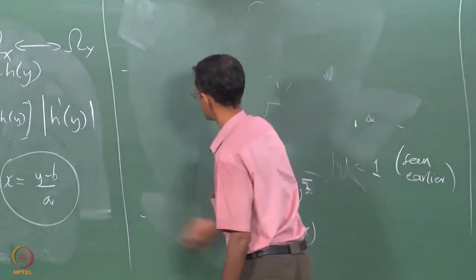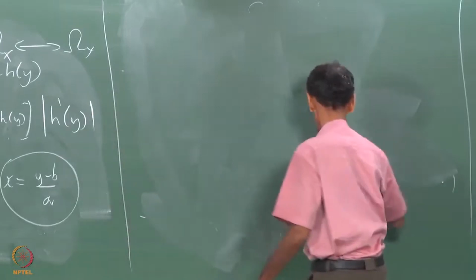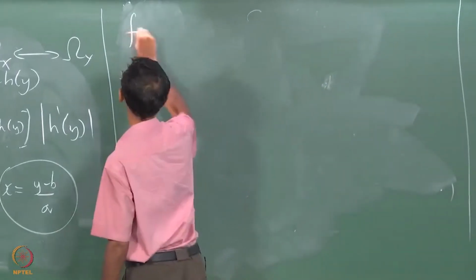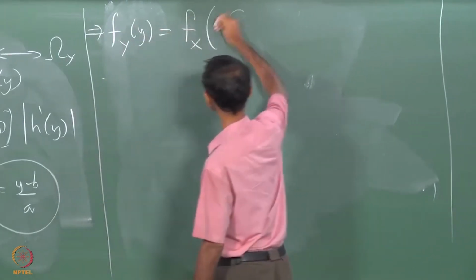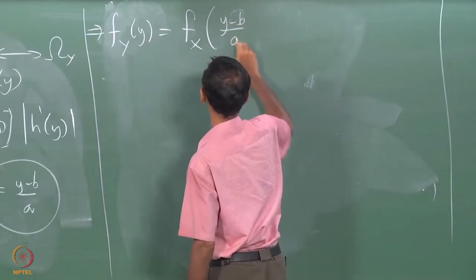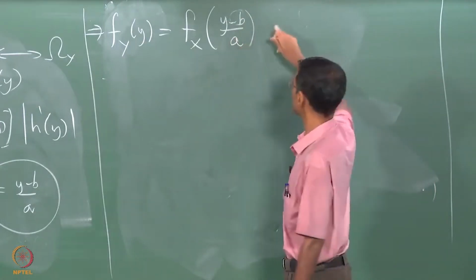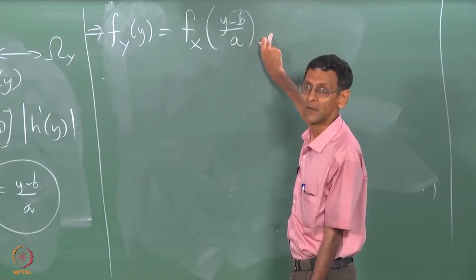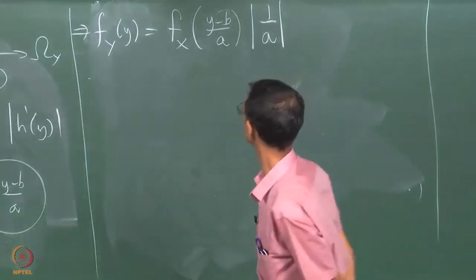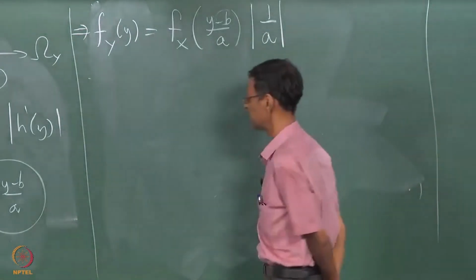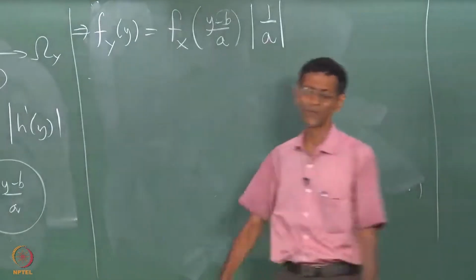What does this transformation do? Before that, let us apply this here. What do we get? What is the output density? The output PDF is f_X of (y minus b) divided by a. There is no mod sign here, but the mod sign will come here. So what will it be here? 1 by mod a. Typically for positive a, this is just 1 by a.